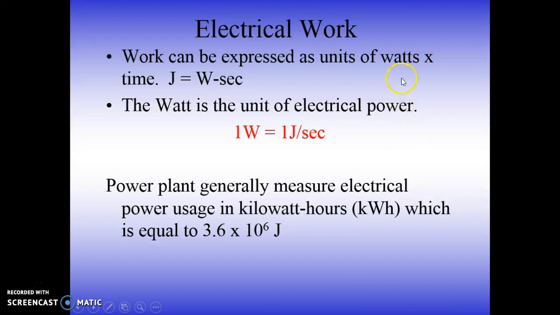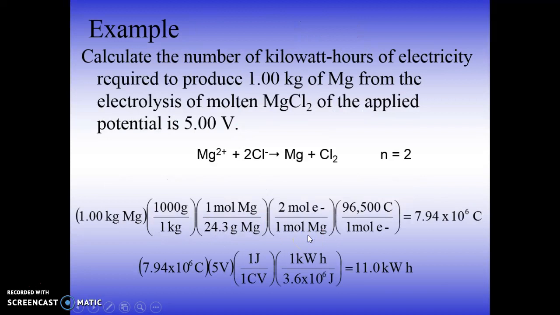Electrical work can be expressed in units of watts times time. So a joule is equal to watt-seconds. And a watt is the unit of electric power. Remember, we reviewed that earlier. And then we said the power plant uses kilowatt hours, which we said was 3.6 times 10 to the 6 joules. So, reviewing those ideas, we want to calculate the number of kilowatt hours of electricity required to produce 1 kilogram of magnesium from the electrolysis of molten magnesium chloride.